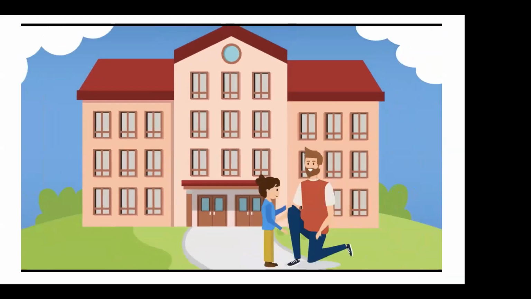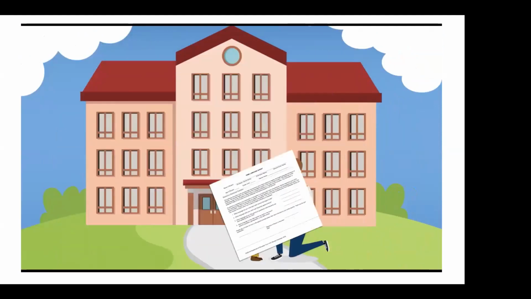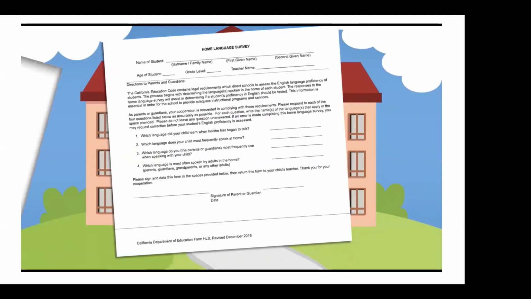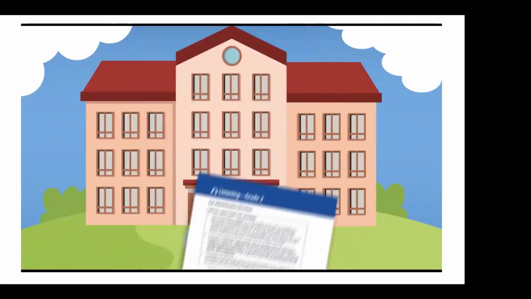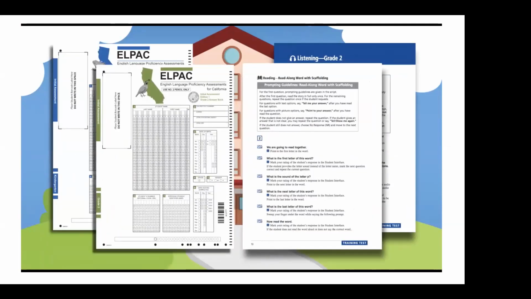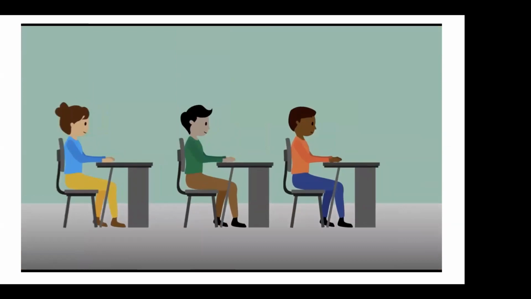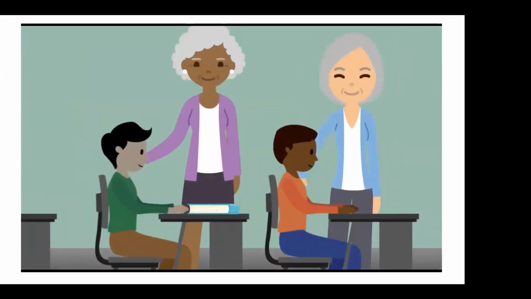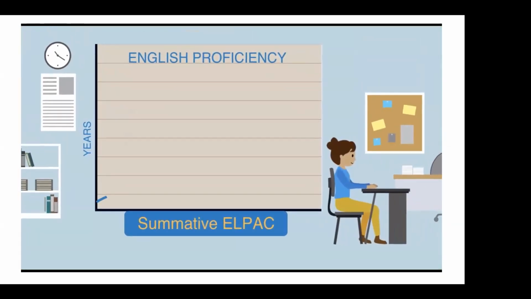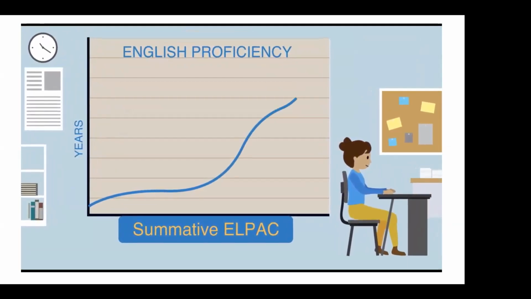When new students enroll in a California public school for the first time, parents are asked to complete a home language survey. The survey determines whether a student has a language other than English spoken at home. If so, the school will administer the initial ELPAC to determine whether a student is an English learner. Students who are identified as English learners are then provided with the necessary supports to learn English. Each student identified as an English learner must be assessed annually with the Summative ELPAC to know whether a student is making progress toward English proficiency.